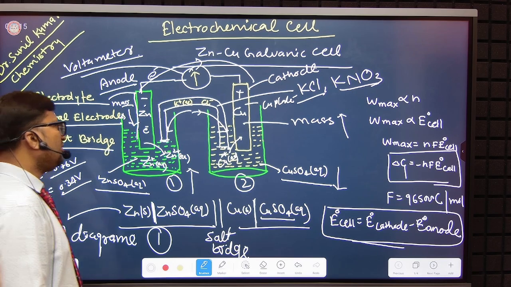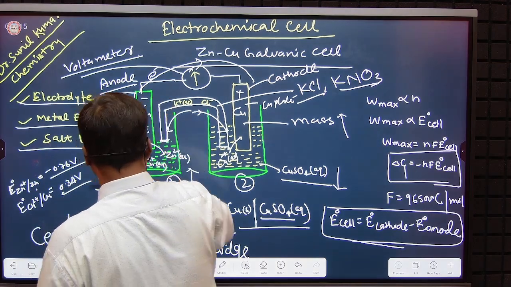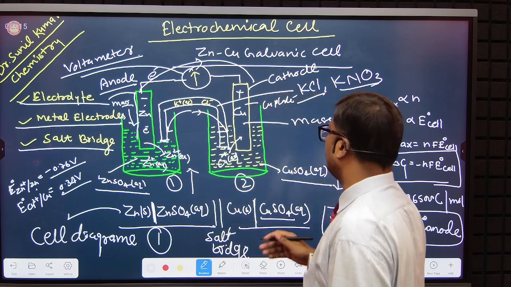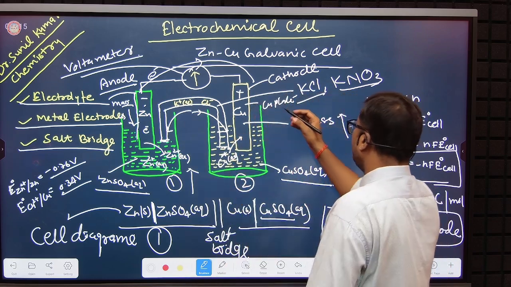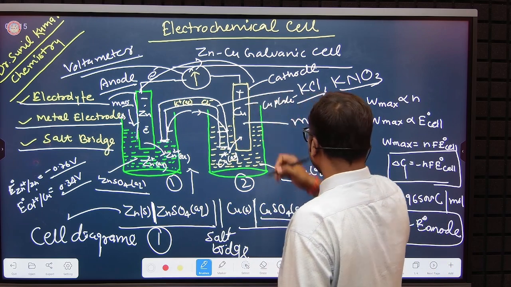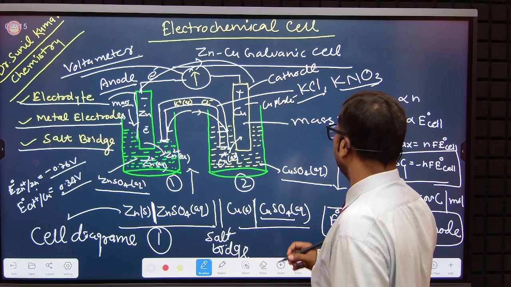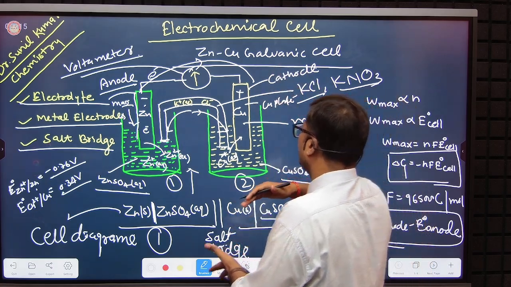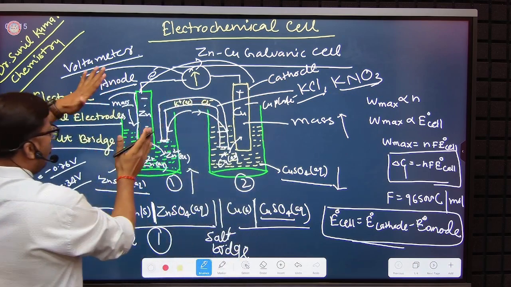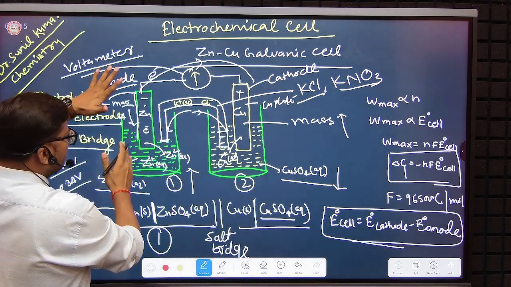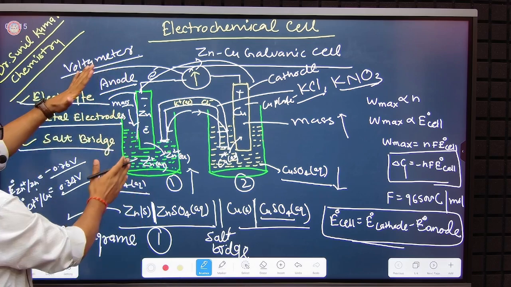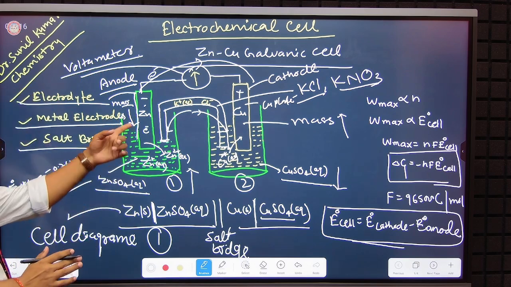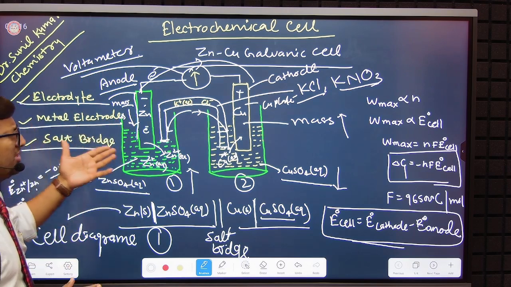Because it is negatively charged here and positively charged here, this is the higher potential, because the weight or mass of the cathode increases. Here the potential is low because the mass of the plate decreases with time, so it is a lower potential. So what is the potential difference?